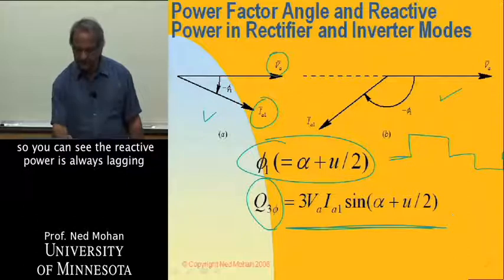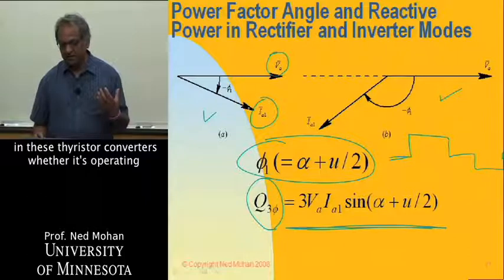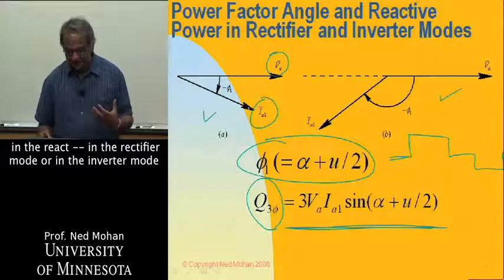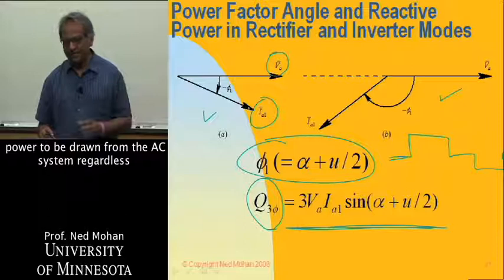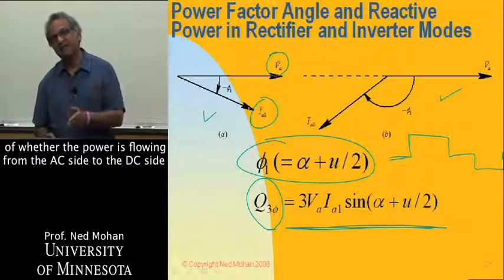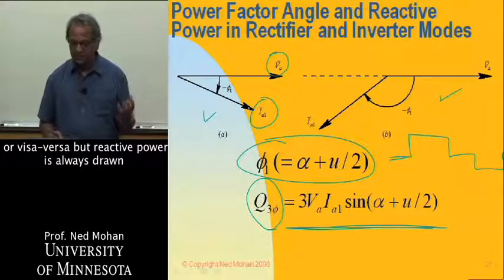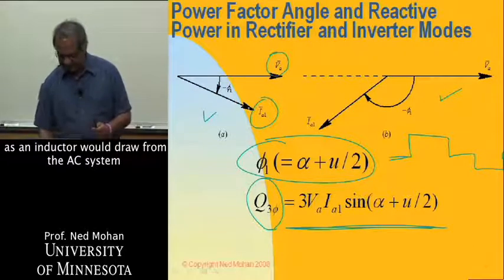So you can see that reactive power is always lagging in these thyristor converters, whether it's operating in the rectifier mode or in the inverter mode. That is, this thyristor converter always requires reactive power to be drawn from the AC system, regardless of whether the power is flowing from the AC side to the DC side or vice versa. But reactive power is always drawn as an inductor would draw from the AC system.